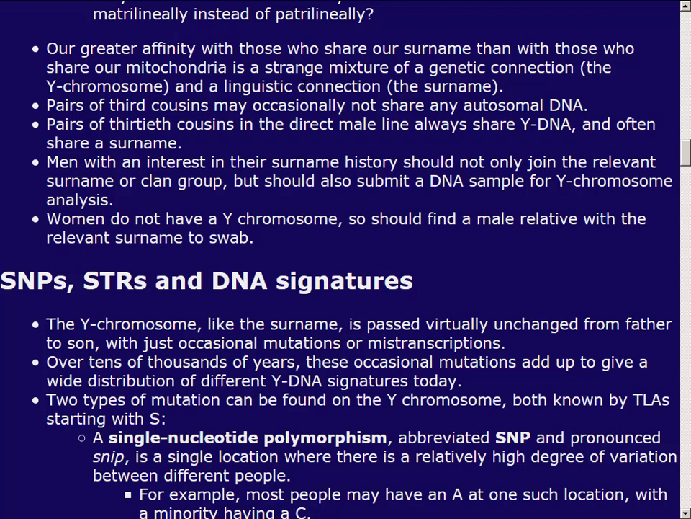But if you take two 30th cousins, Connor and somebody else with a 30 generation pedigree back to Brian Boru, they will have practically the same Y chromosome, unchanged in 30 generations. So if you haven't already submitted your Y DNA, you should do it as soon as possible.